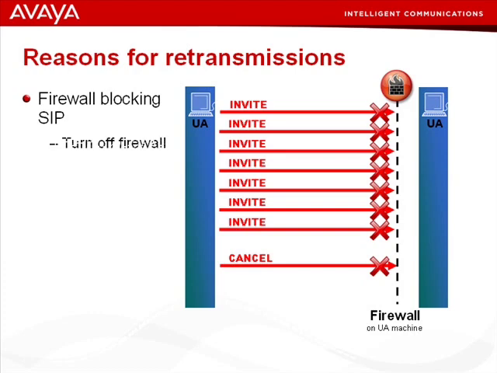The solution is to either turn off the firewall, or perhaps even better, to configure the firewall to allow SIP traffic to go through. And remember, that's by default port 5060, although you may have chosen to use a different port today.